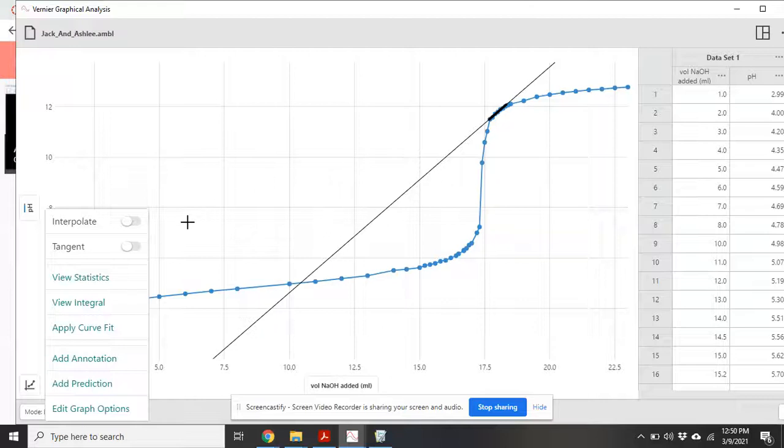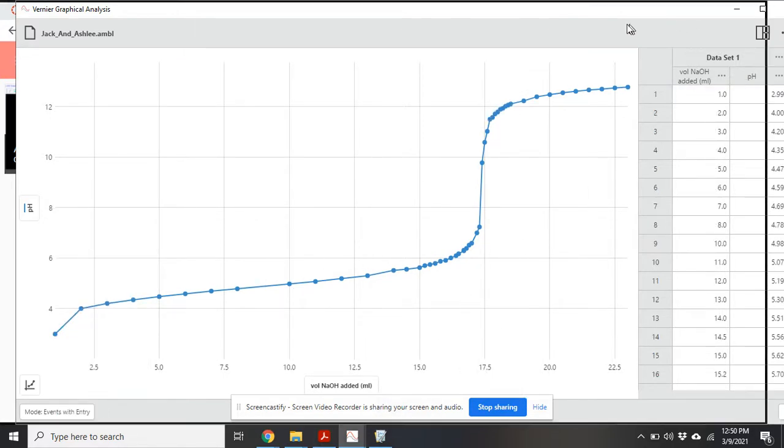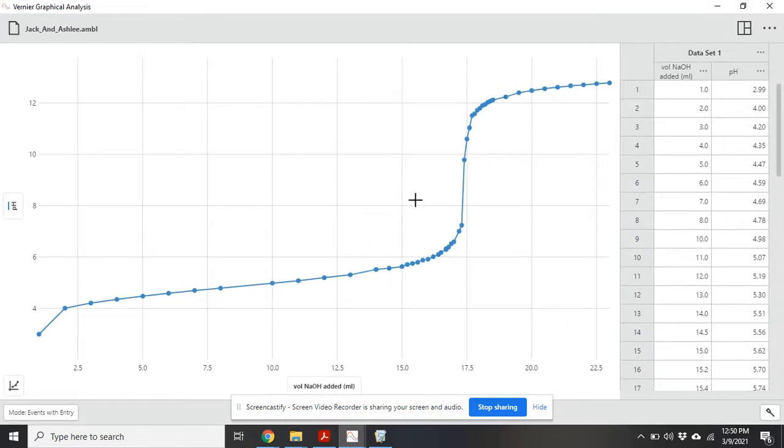Okay, I'm going to show you, let me get rid of my tangent line here. There we go. I want to show you how to find the equivalence point of our titration curve. So the equivalence point should be right here in this mid jump from low pH to high pH.